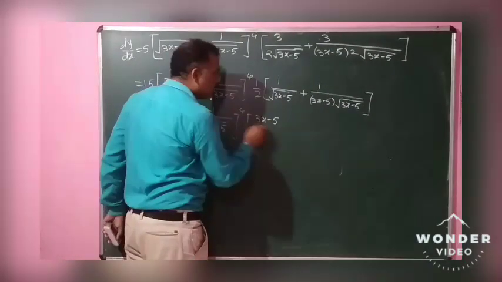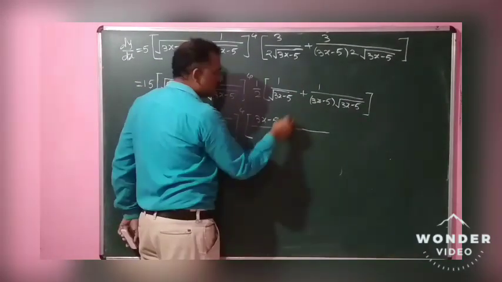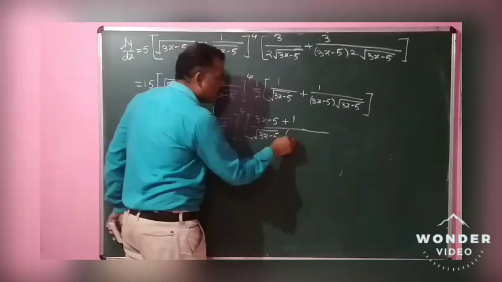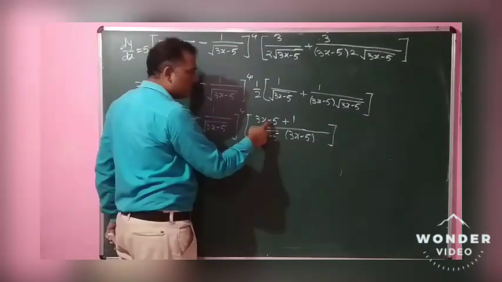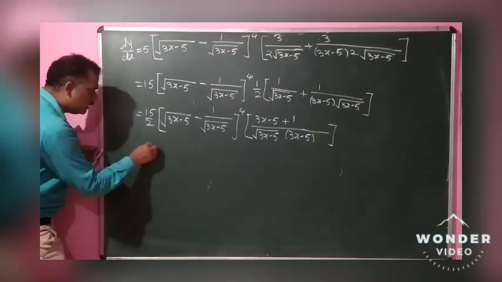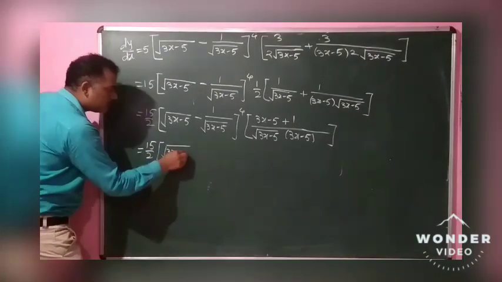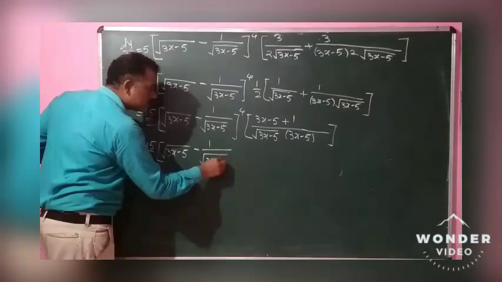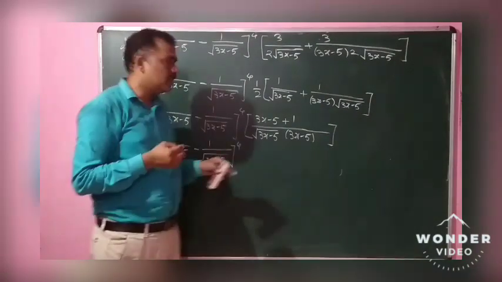3x minus 5 divided by, and this plus 1 as it is, plus 1 divided by root of 3x minus 5 into 3x minus 5, bracket complete. 3x minus 5 plus 1, minus 5 and plus 1, that is nothing but the 4, that is 15 divided by 2 into bracket, this bracket as it is, root of 3x minus 5 minus 1 upon root of 3x minus 5 bracket raised to 4. Minus 5 plus 1, that is nothing but the minus 4.